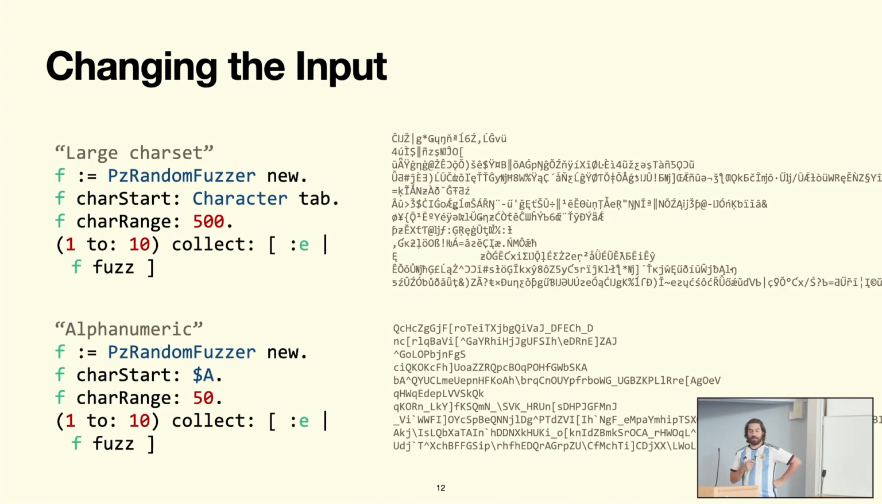Now, we can try other kinds of fuzzers. We can configure our random fuzzer a bit with different ranges of characters and different sizes and so on, to generate different kinds of inputs. So for example, here it has more alphanumeric outputs. Here, this one generates a larger set of characters. So we can try to break the parser in different ways.